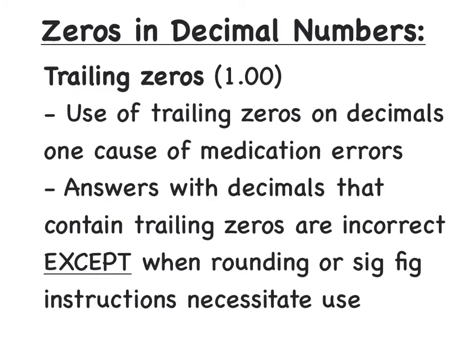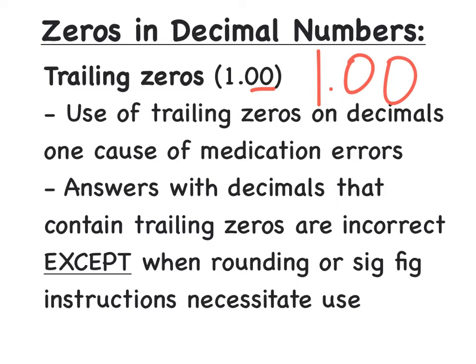The other type of zeros in decimal numbers are trailing zeros. These would be zeros that follow the decimal place, so to the right of the decimal place. The use of trailing zeros is another possible source of medication errors for the same reason. I could write that 1.00 out, and that could be misinterpreted by someone as meaning 100 rather than 1.